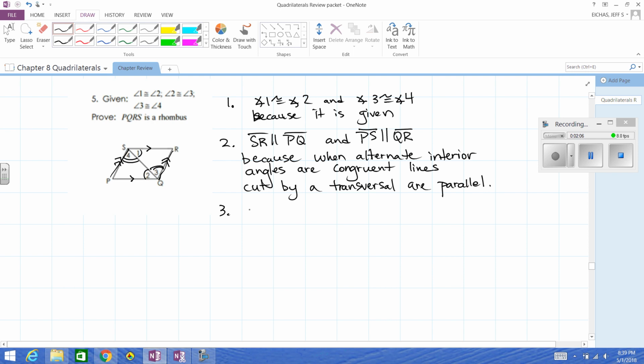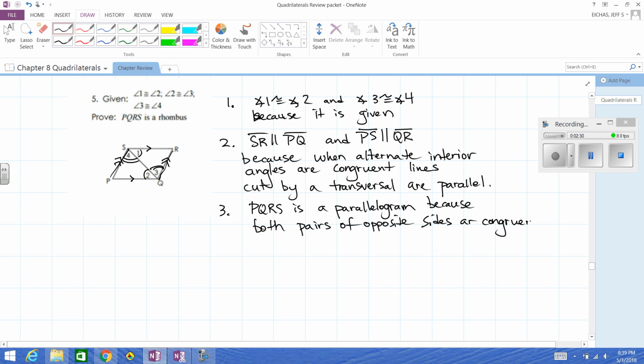Now I'm going to say PQRS is a parallelogram because both pairs of opposite sides are parallel. Okay. All right. Now we'll go get a pair of adjacent sides congruent, which upgrades it to a rhombus.